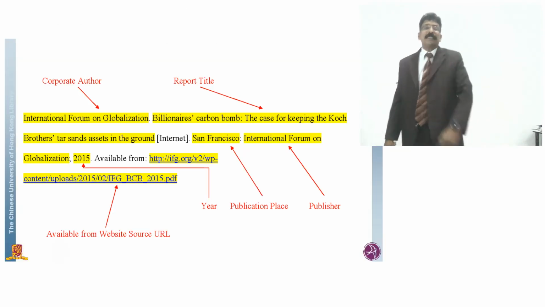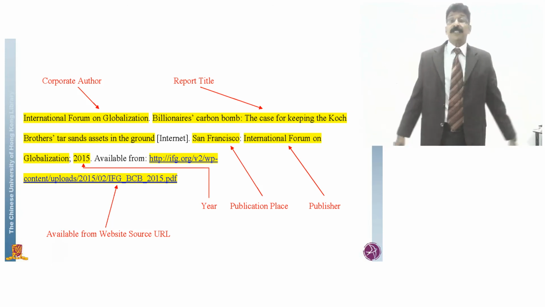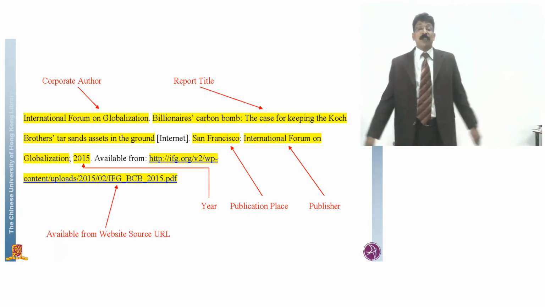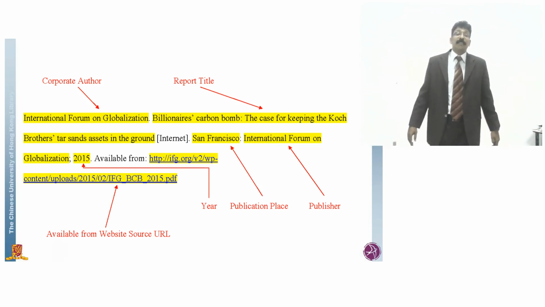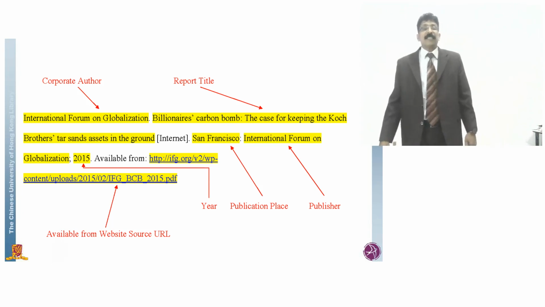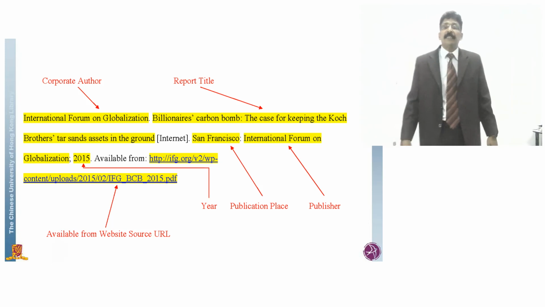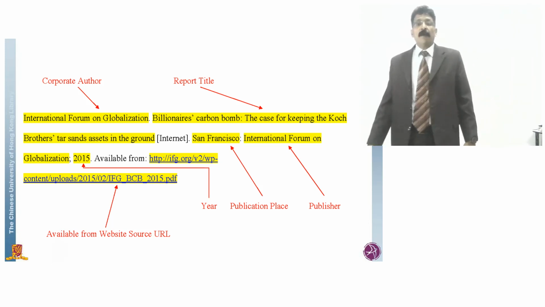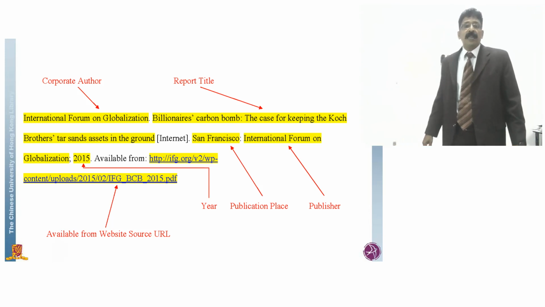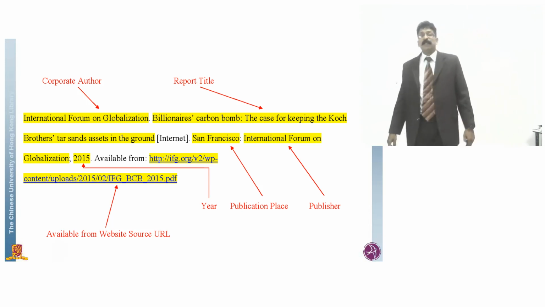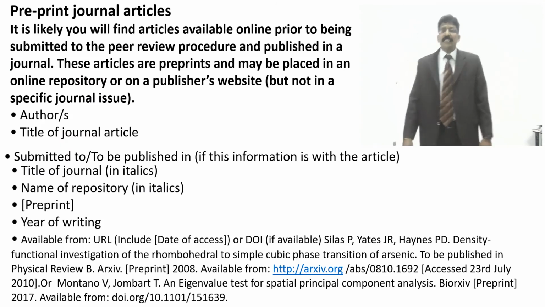This is also a corporate author. Sometimes the author is not mentioned, as in an organization where there will be hundreds of authors. So you can mention it like International Forum on Globalization, which is one example, and the report title, and you can see there is a publication place and publisher, and also the year of publication, and finally the available website and source can be given in this manner.